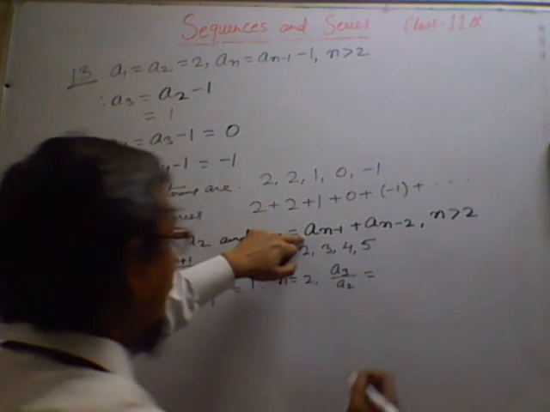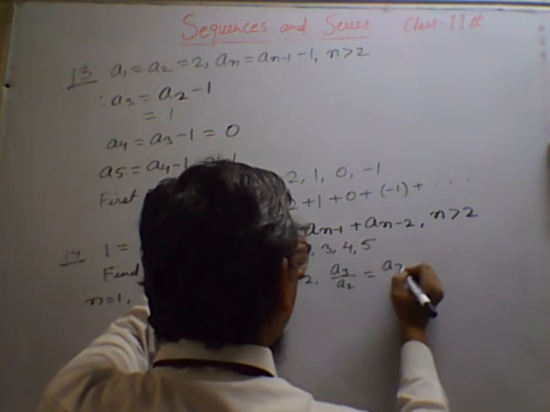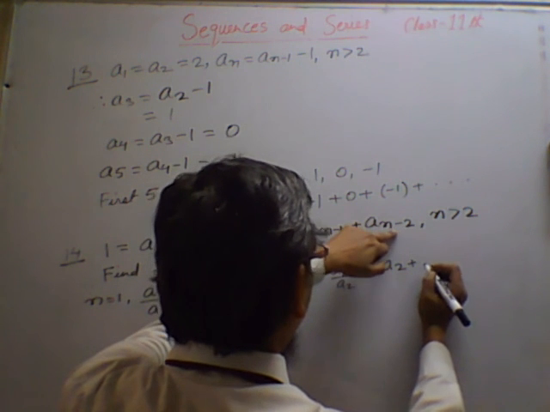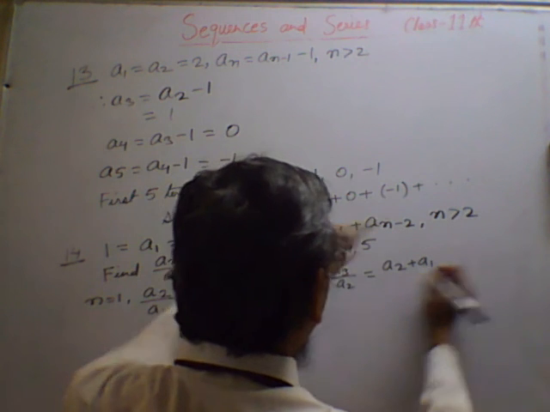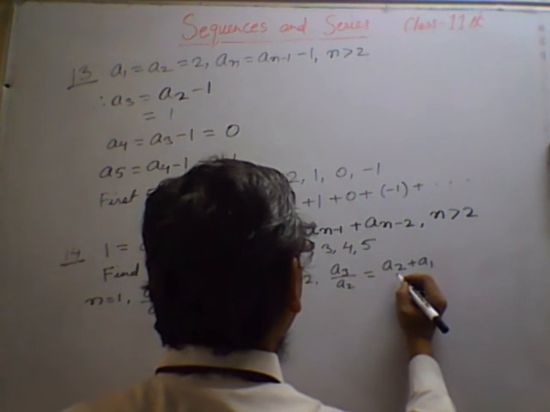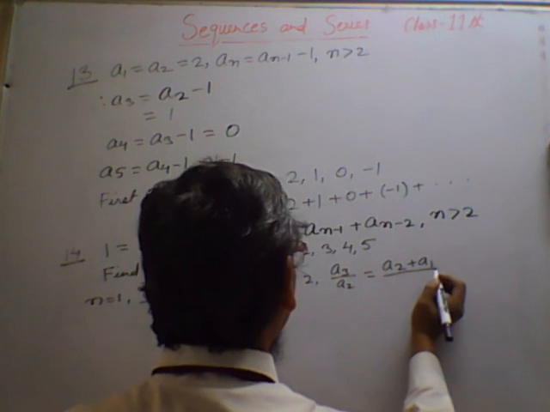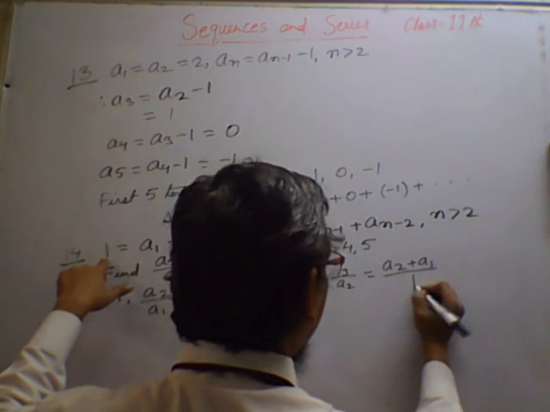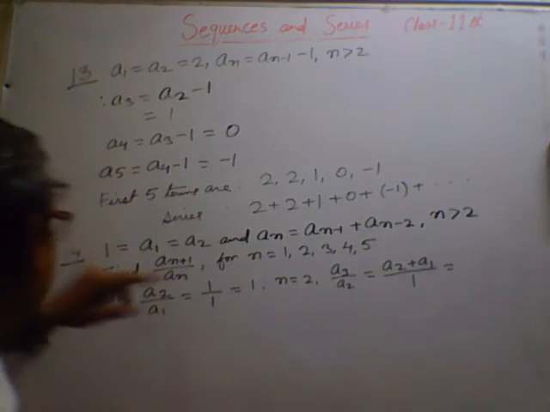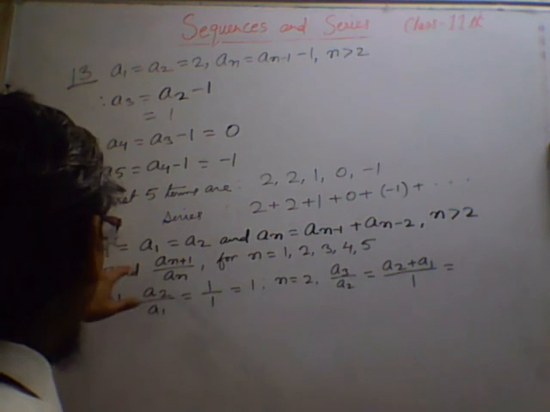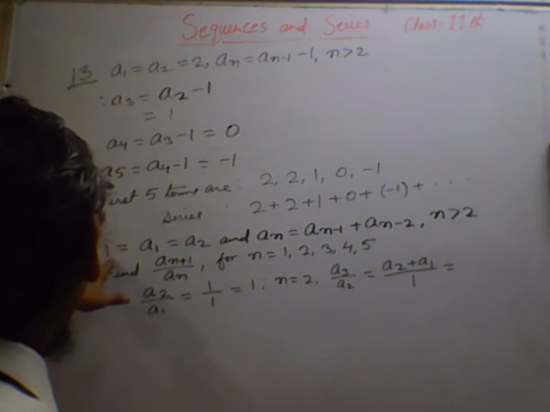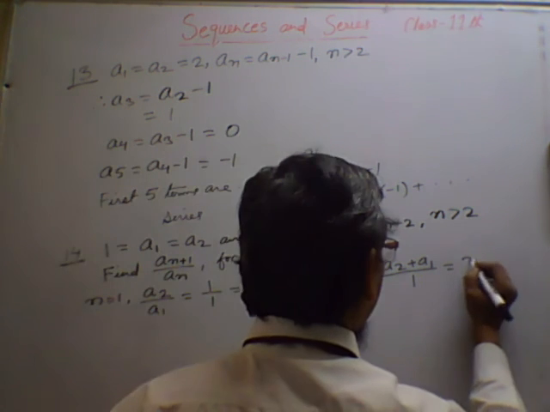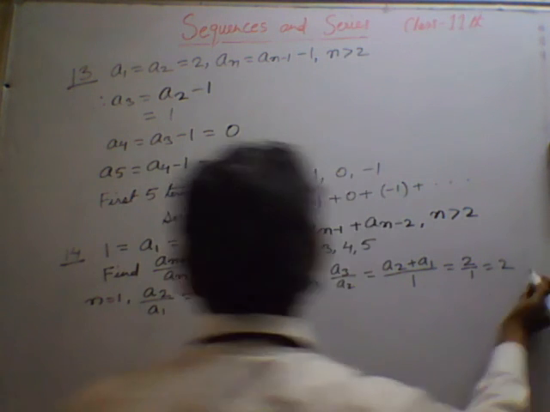A3 is equal to A2 plus A1, since 3 minus 2 is 1, divided by A2. A2 has been given, it's 1. And A2 plus A1, both the values of these variables are 1. So 1 plus 1, 2. 2 by 1, it will be 2.